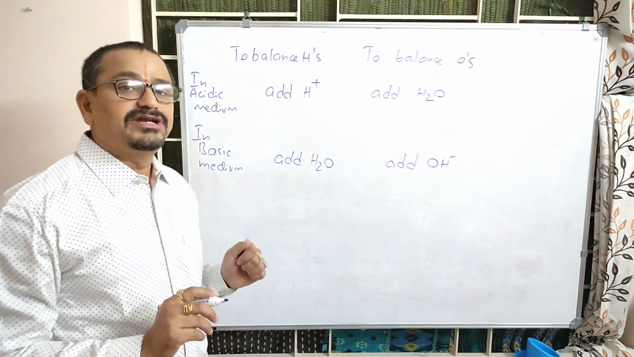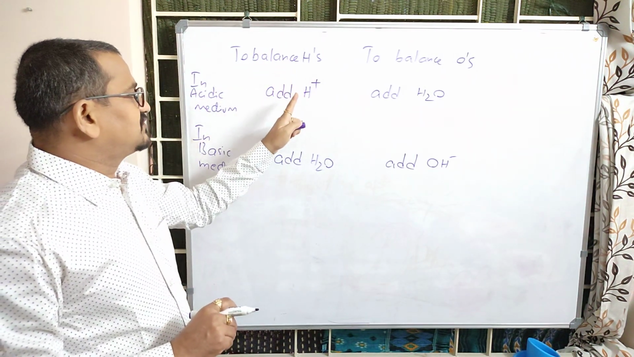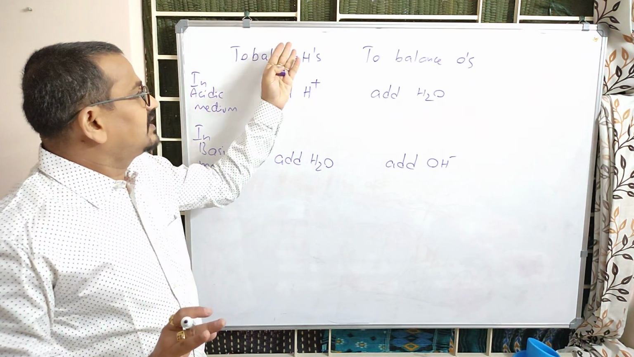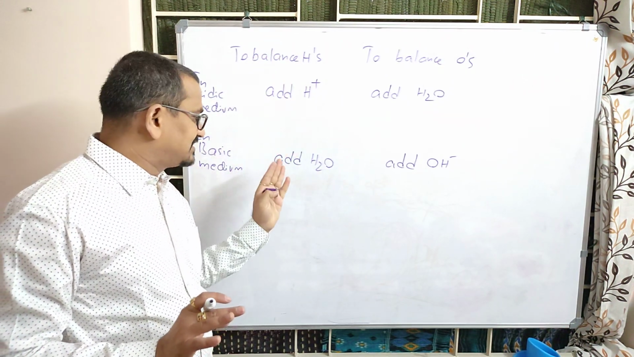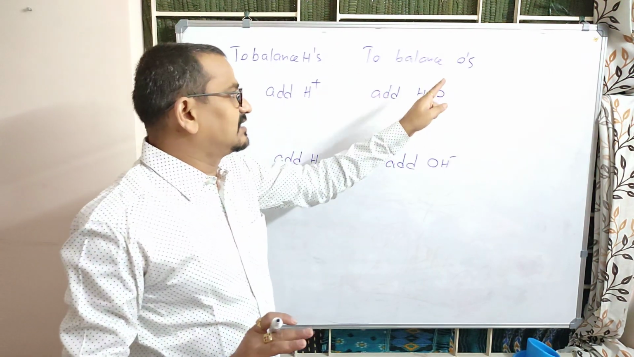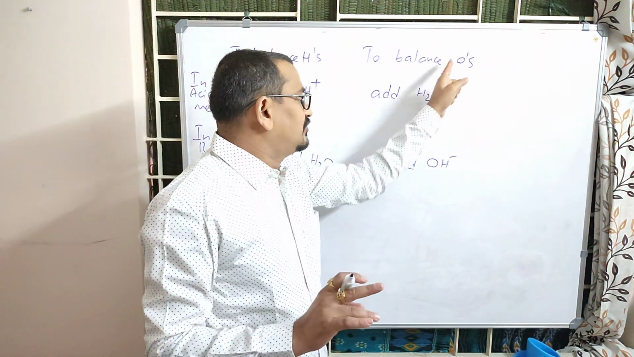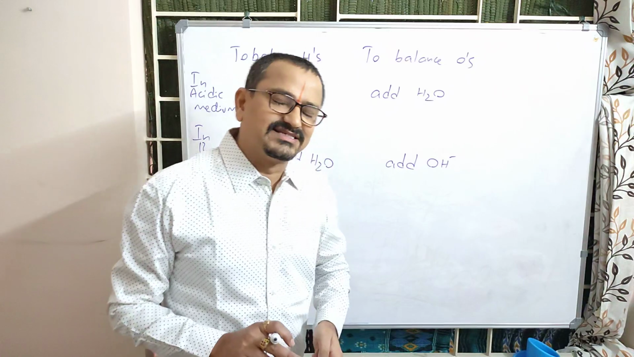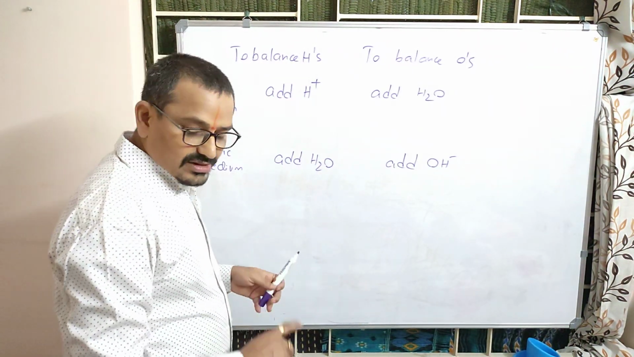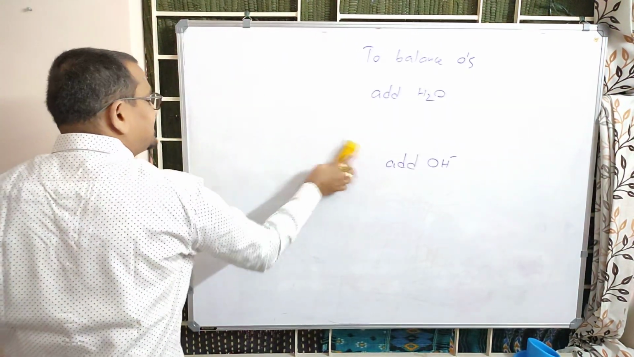Here another point to be remembered is to balance one hydrogen we have to add one H plus or one H2O. To balance 4 hydrogens we have to add either 4 H plus or 4 H2O. So those many entities must be added. Similarly here also, to balance 1 oxygen add 1 H2O, 4 oxygens 4 H2O, to balance 5 oxygens 5 OH minus, like that. That point is to be clearly remembered, right? Now let us take one balancing equation in basic medium.